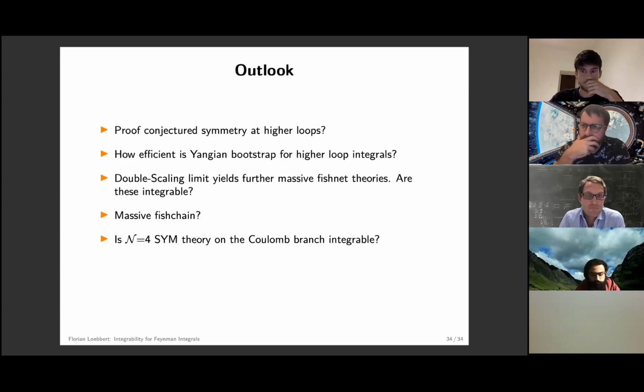And finally, perhaps the most interesting question is whether N=4 on the Coulomb branch can also be shown to be integrable in a similar way, maybe finding some Yangian symmetry for massive amplitudes in this theory. So that's what I wanted to say. Thanks for your attention. And if you have more questions, I'm happy to discuss.